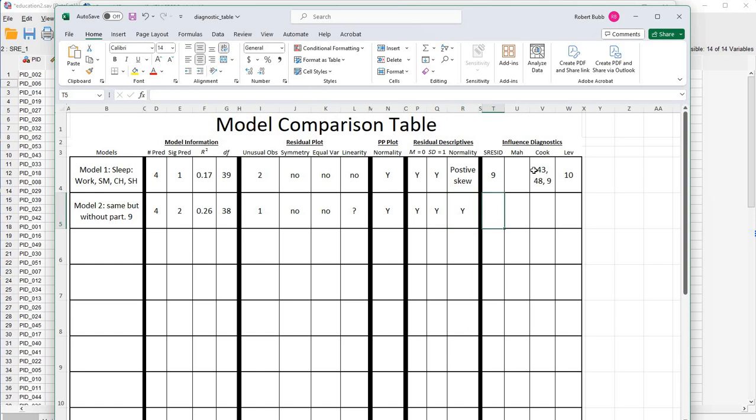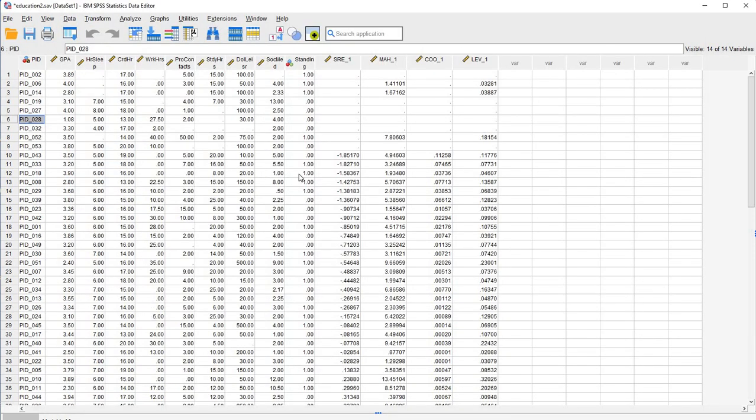So let's look at our influence diagnostics here. Again, we're going to take a look at the studentized residuals, the Mahalanobis distance, the Cook's distance, and then the leverage, and see if we can't get better numbers here, and that it doesn't look like we have as many influential observations. So let's take a look at it. Again, we are going to go to our data view in SPSS. We already sorted our studentized residuals column.